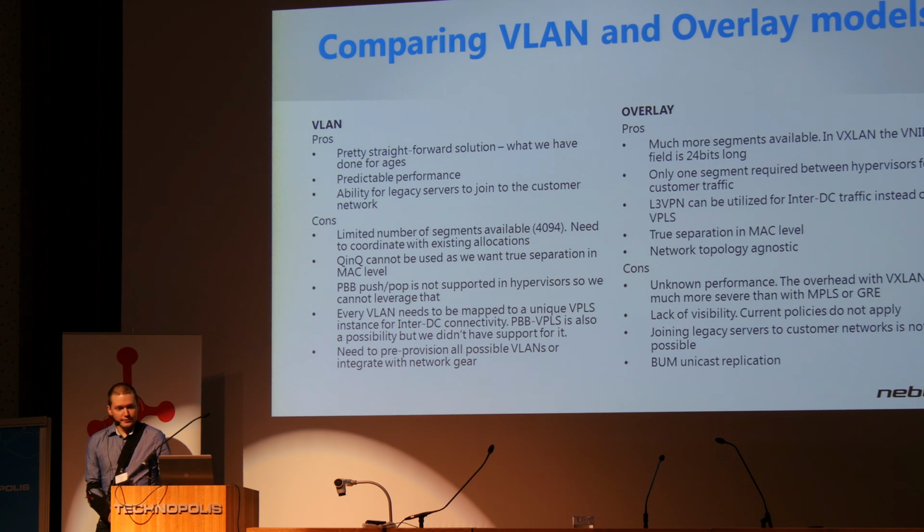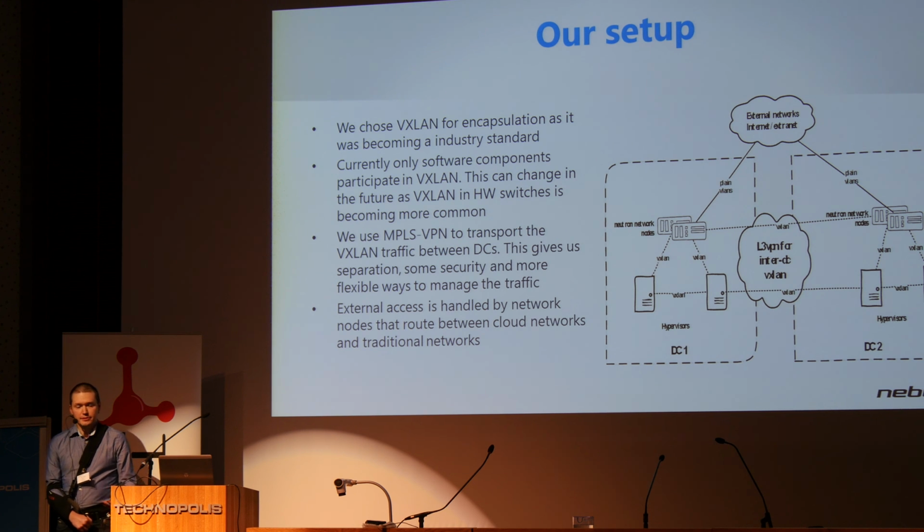Then on the other hand, the performance would be unknown. The overhead with, for example, VXLAN is much more severe than with MPLS or GRE, I think, because VXLAN has this UDP header in addition to the quite large VXLAN header. And of course, the lack of visibility, and joining the legacy servers wouldn't be possible at this time. And then there's the problem with broadcast, unknown unicast and multicast traffic, which I will discuss a little bit later. Still, we went with VXLAN because at the time it was really becoming an industry standard, and it would give us the most complete set of features.